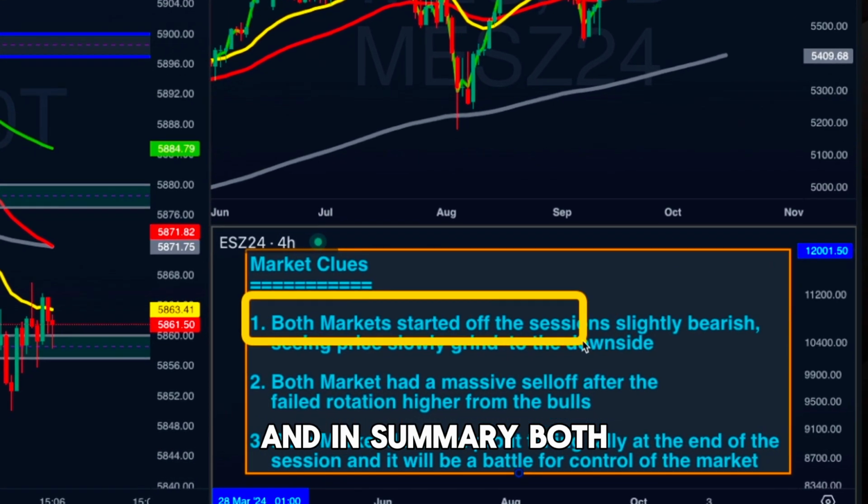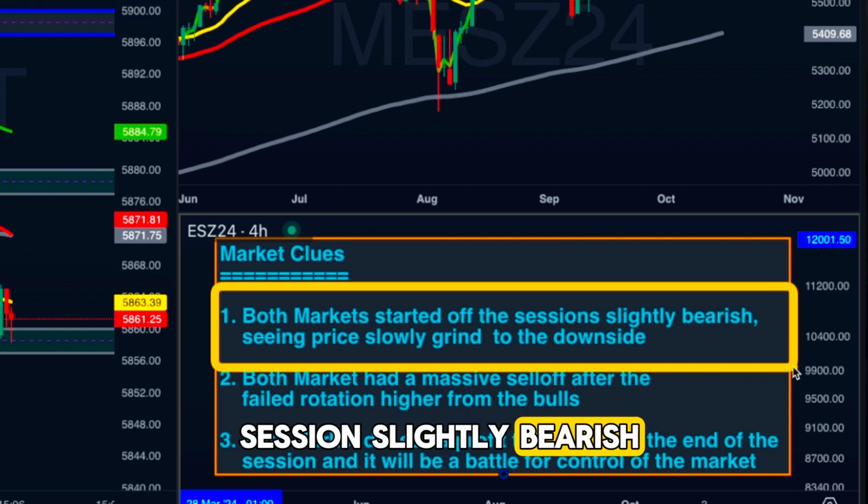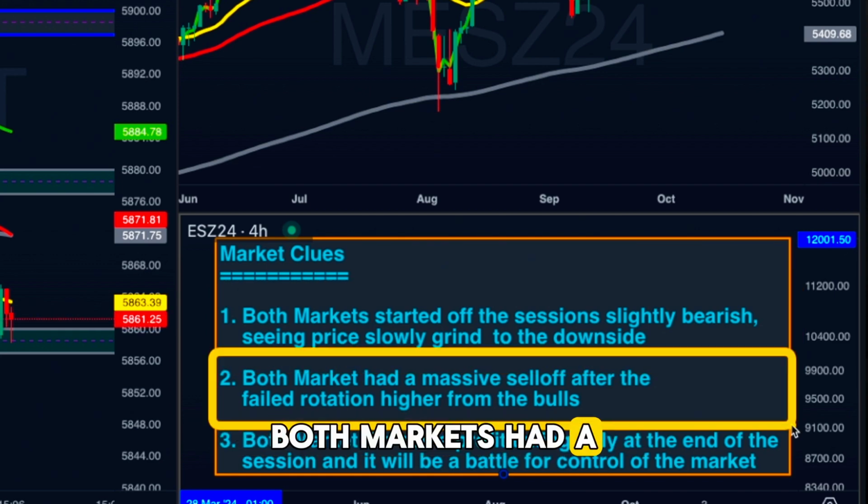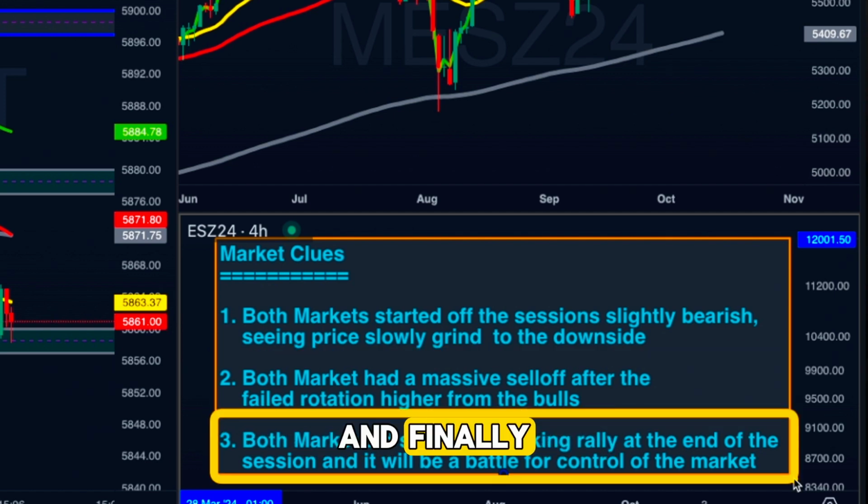In summary, both markets started off the session slightly bearish, seeing price slowly grind to the downside. Both markets had a massive sell-off after the failed rotation higher from the bulls. And finally, both markets did see a profit-taking rally at the end of the session, and it will be a battle for control of this market.